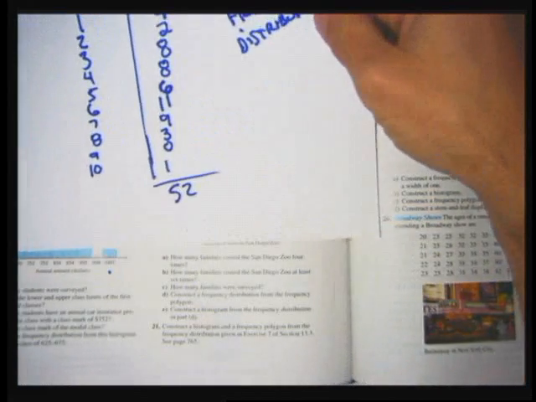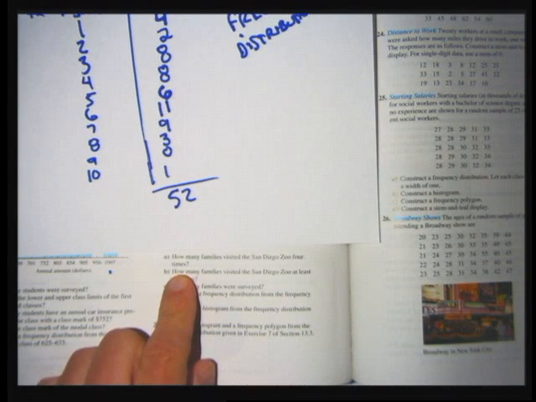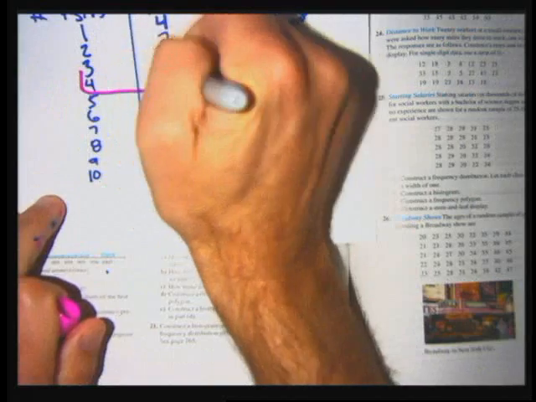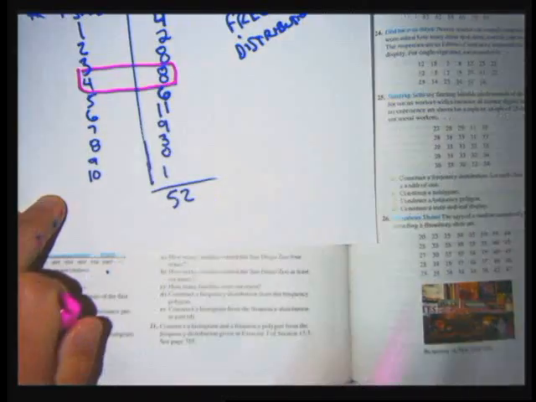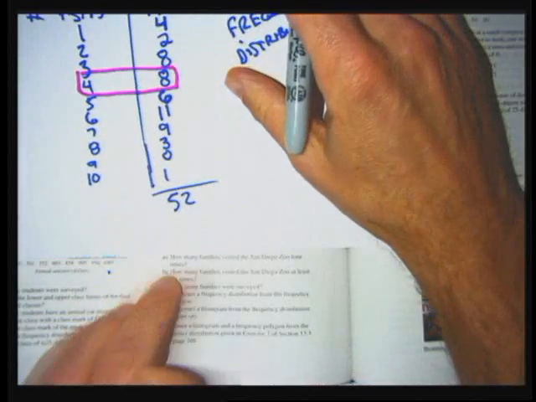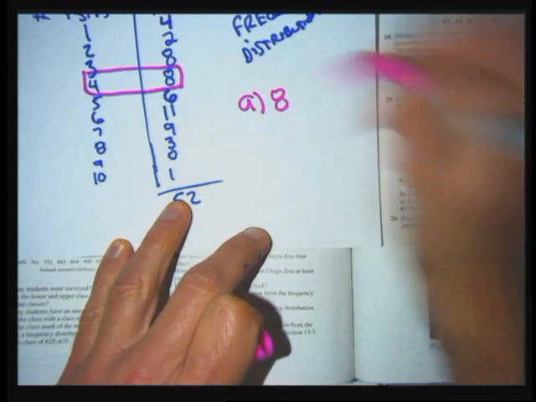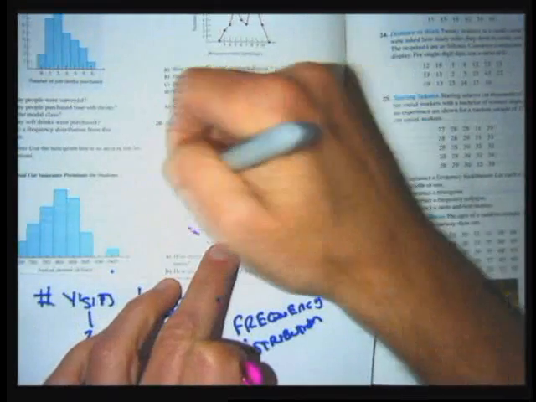Now, how many families came to the San Diego Zoo 4 times? I go to the number of visits and the number of families. To answer question A, how many families came to the San Diego Zoo 4 times? 8 families came 4 times, because above the 4 I go over and there are 8 families.